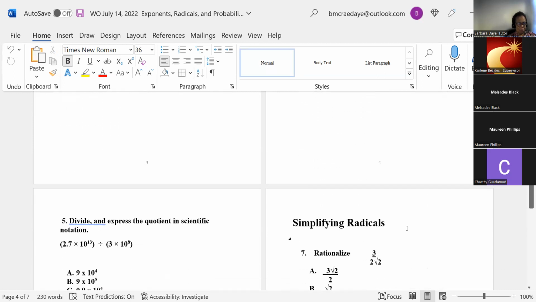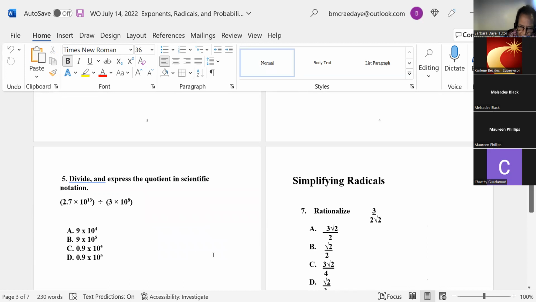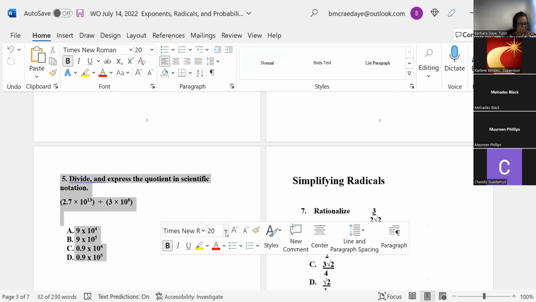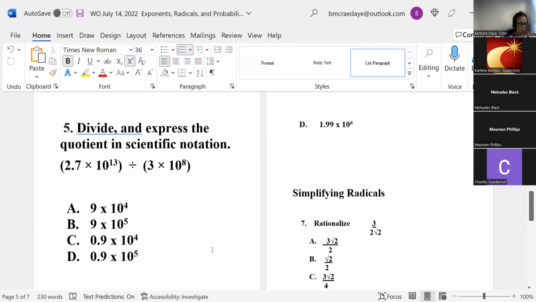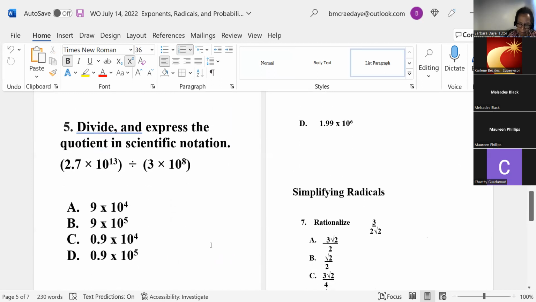Okay, let's go to number 5. Oh, Mercedes, number 5. What happened? Let me do it again. One time when I do it, I say the wrong answer. That was 27.10 to the 13 divided by 3 times 10 to the 8. Mercedes, you said D.